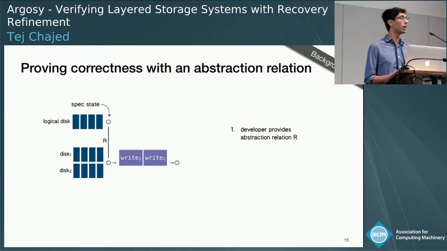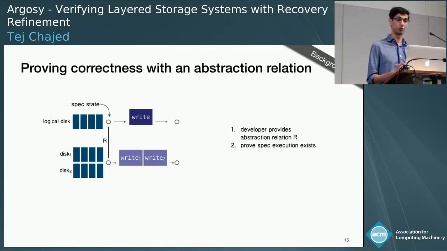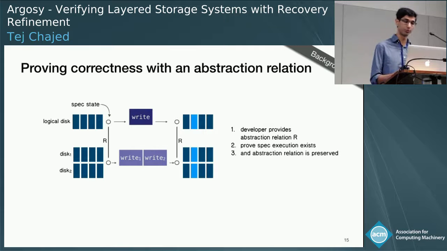Next, the developer proves that for any execution of the code, there exists a corresponding specification execution that preserves the abstraction relation. This diagram is all specialized to just the write operation of the replication system. But in general, the developer proves the same sort of diagram for all the operations in the implementation. So that covers normal execution.